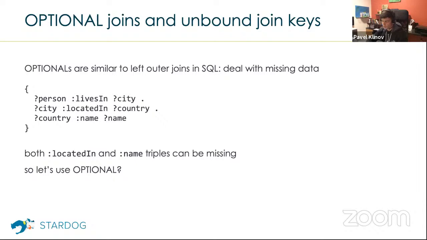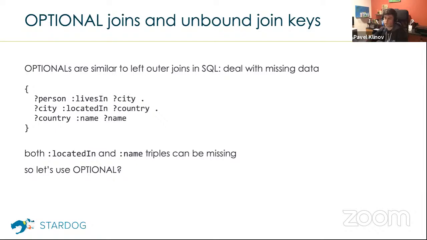And specifically, one example which happens all the time in my experience is in optionals. So you probably know, most of you, what optionals are. They are essentially outer joins, left outer joins, if that's more familiar language to you. So they are in the query language to deal with missing data. Missing data in RDF datasets is a very ordinary situation, happens all the time.